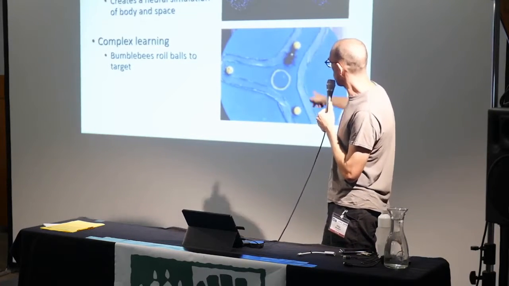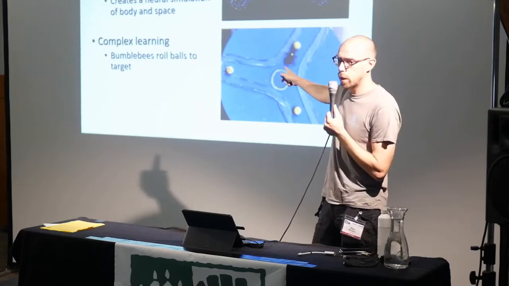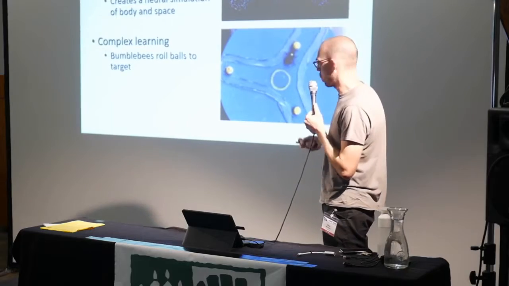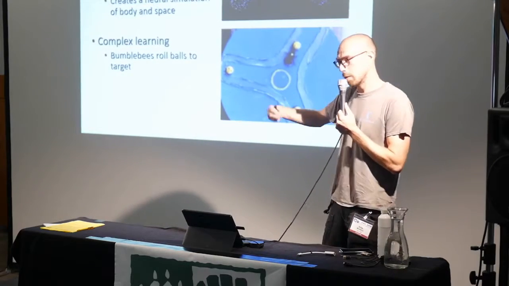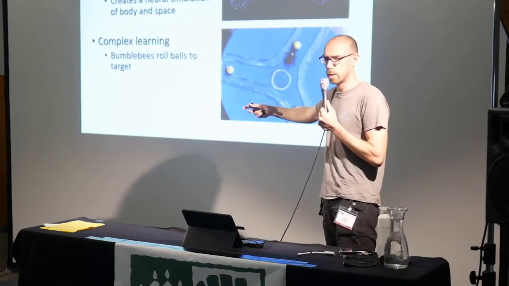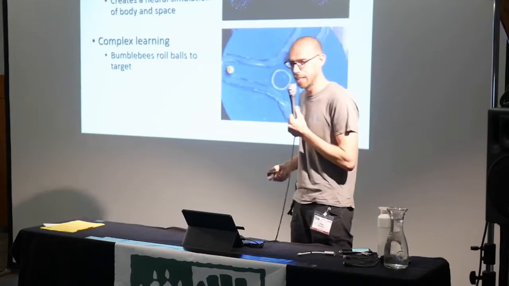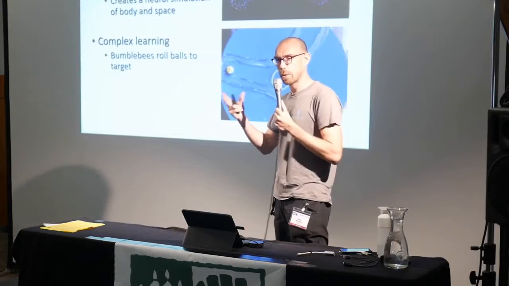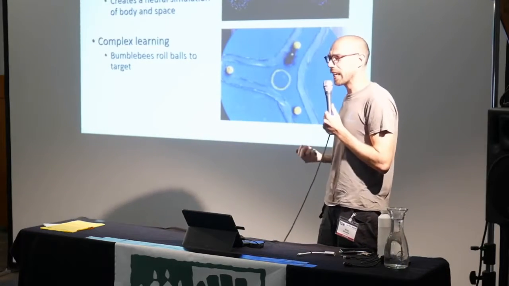And also you can see here in this experiment, some of the balls are closer to the target in the middle, and they choose to roll the ball that's closest to the target. So they know that they're lazy. That's kind of complex learning. You can say it's a kind of tool use.